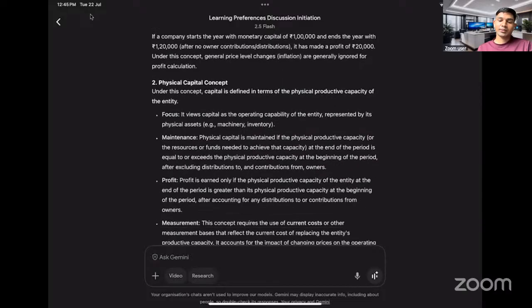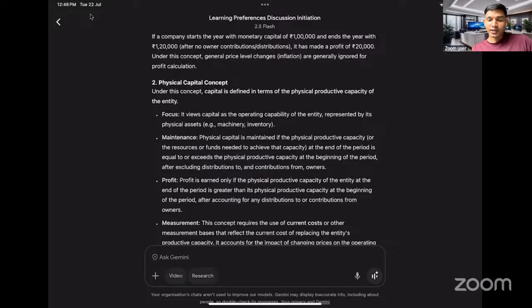Physical capital concept. Under this concept, capital is defined in terms of physical productive capacity of the entity. Focus. It views capital as the operating capability of the entity represented by its physical assets, that is, machinery and inventory, etc. Maintenance. Physical capital is maintained if the physical productive capacity, or the resources or funds needed to achieve that capacity, at the end of the period is equal to or exceeds the physical productive capacity at the beginning of the period, after excluding distribution to or contribution from owners.